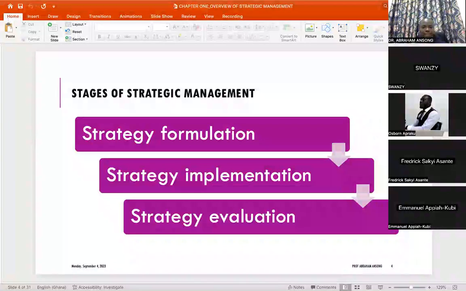Then we move to the last stage, which is strategy evaluation. You now have to go and assess and find out whether what you said you wanted to do by way of your strategy formulation, you were able to achieve that. So you have to evaluate the strategy. Here also we'll be learning about what we need to know as far as strategy evaluation is concerned.